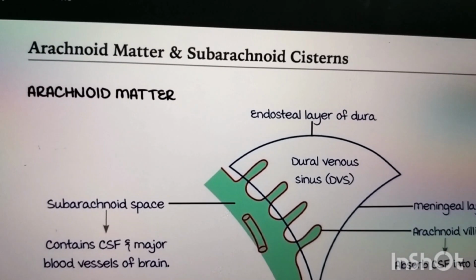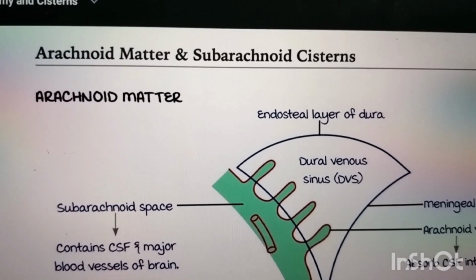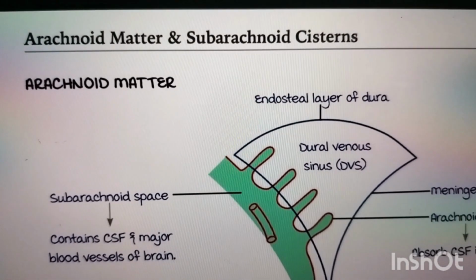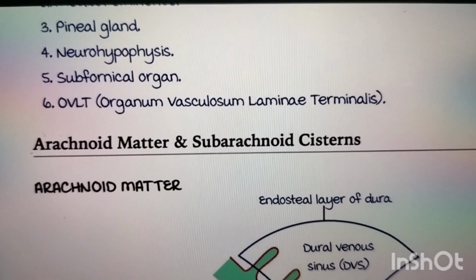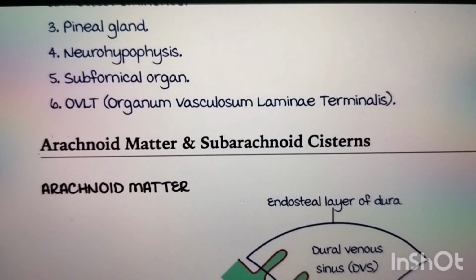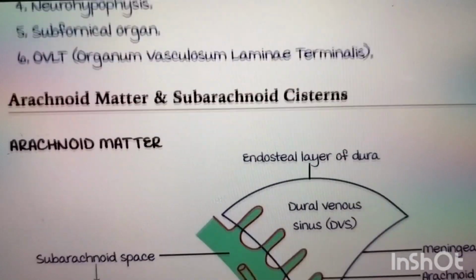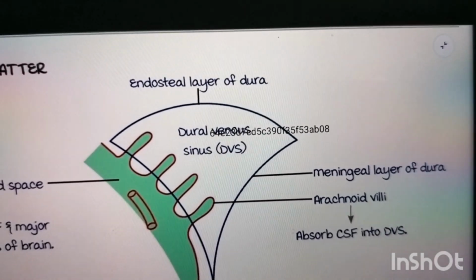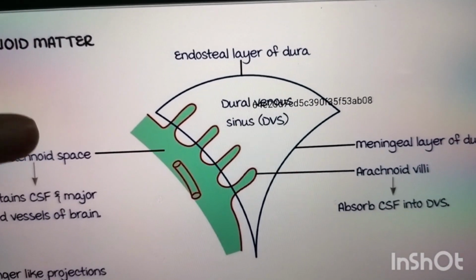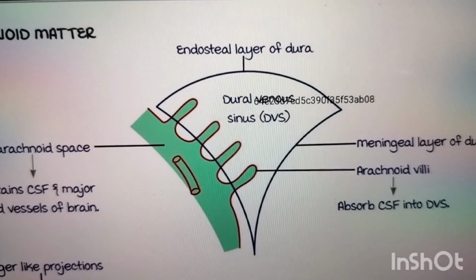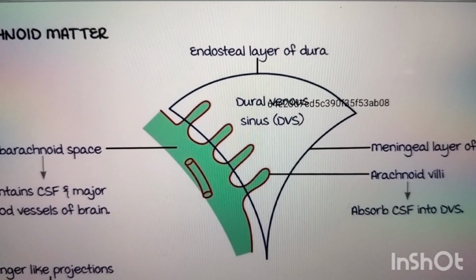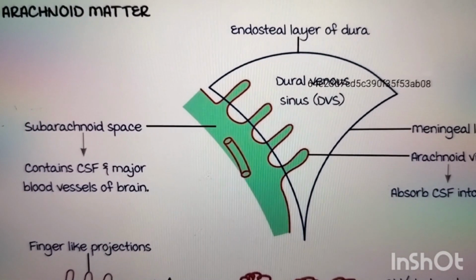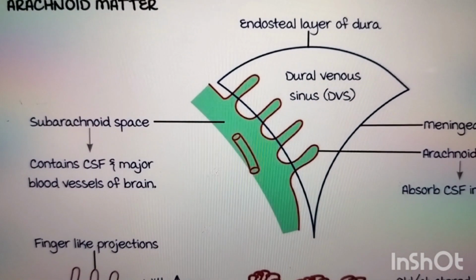Now we are discussing arachnoid mater and the subarachnoid system. We already know that we have pia mater, dura mater, and arachnoid mater. In dura mater, we have 2 layers: the endosteal layer of dura and the meningeal layer of dura, and in between them we have the dural venous sinus. We have the subarachnoid layer also, and below it we have the subarachnoid space.